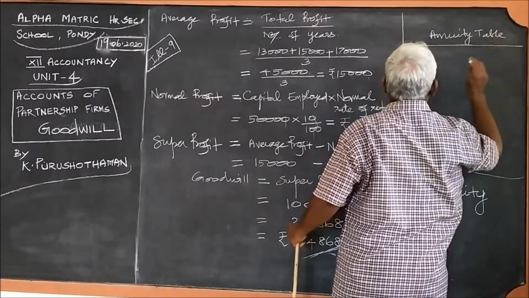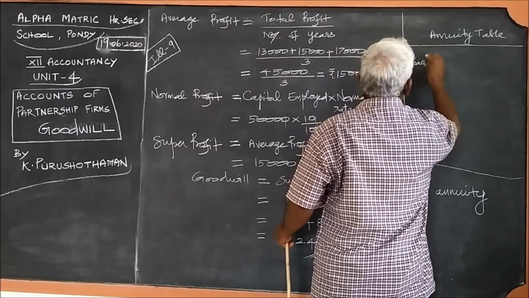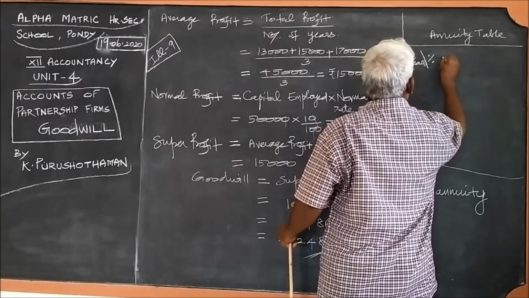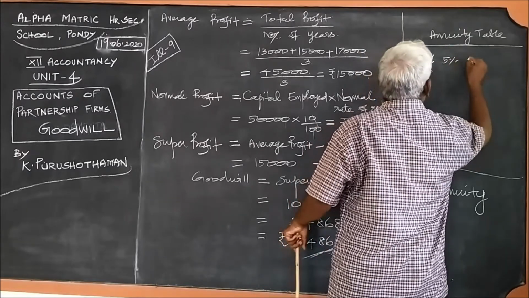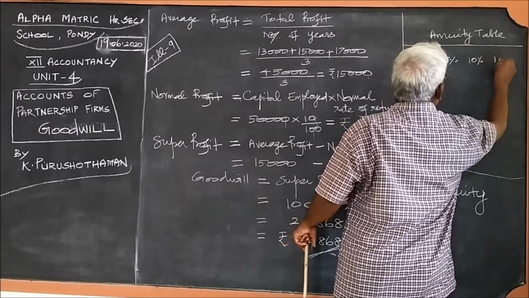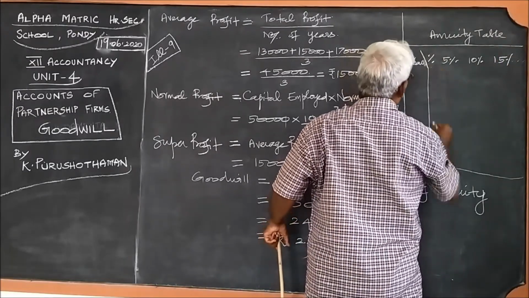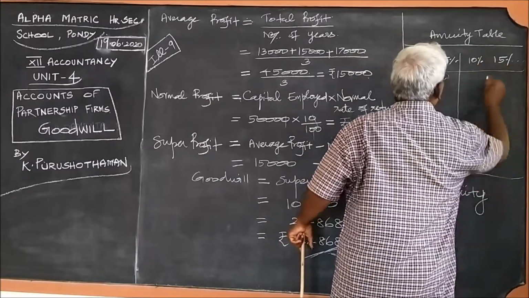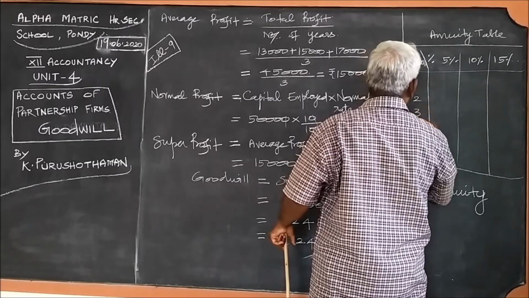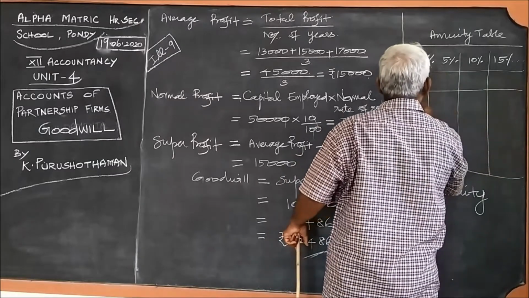In the annuity table, what is given? One side it is year, other side percentage. This 5%, 10%, 15%, like that it will be going on. Here, in the year column, it will be for 1 year, 2 years, 3 years, 4 years, 5 years, like this it will be given. This is the table.